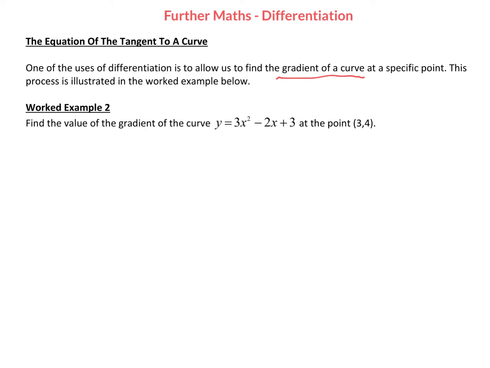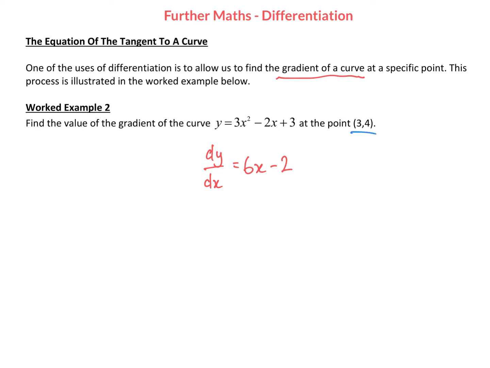So if we have this example here, find the value of the gradient of the curve at the point 3, 4. The first thing I need to do is say, okay, well, gradient is the same as dy by dx. We think gradient, we think dy by dx. So let's differentiate y. So 3x squared differentiates to give 6x, minus 2x differentiates to give minus 2, and 3 differentiates to give 0. So we have differentiated.